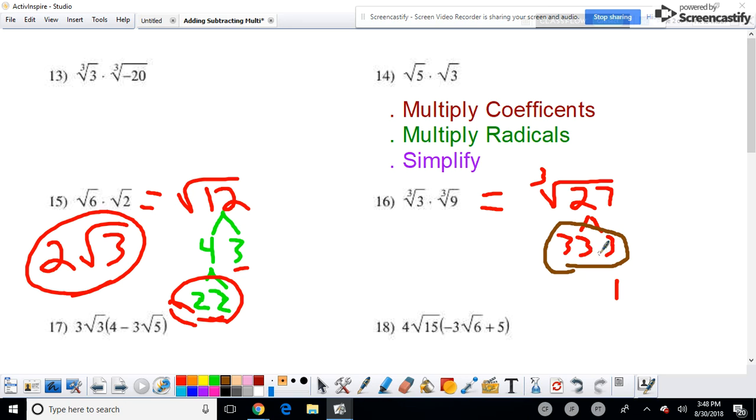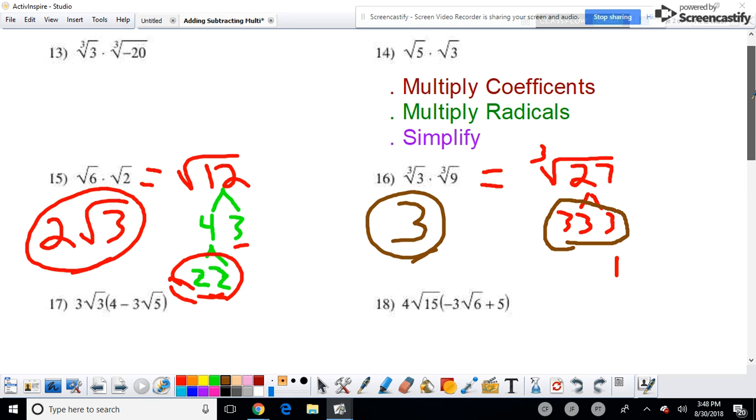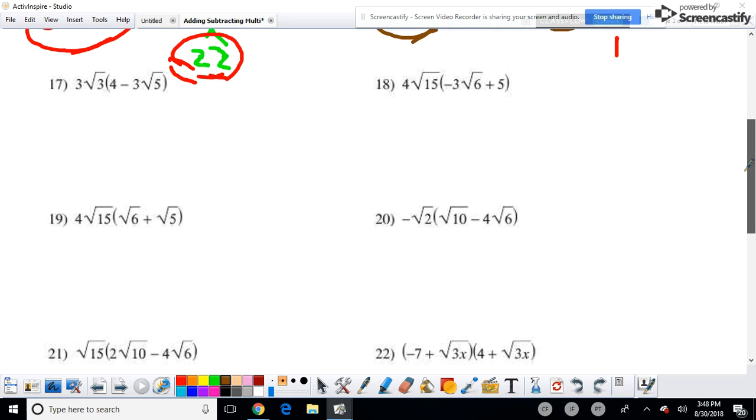I want 3 factors in a group because that's the index. If the index is 3, put them in groups of 3. If the index is 6, put them in groups of 6. That's a previous video. But anyway, this group becomes a coefficient. Nothing's left over. We don't need a radical. That's real simple. That's our answer. It's 3.